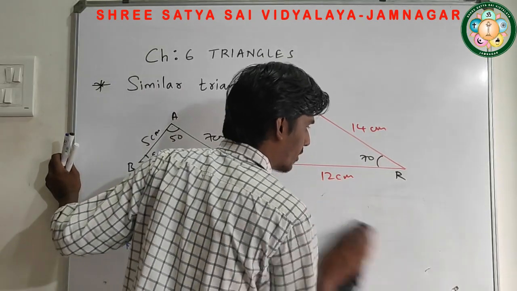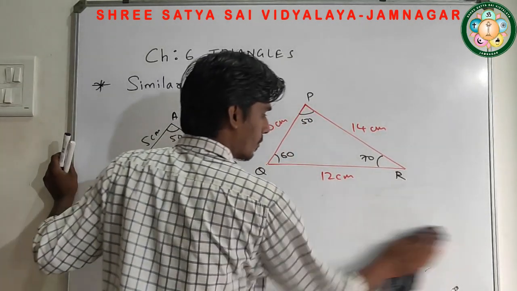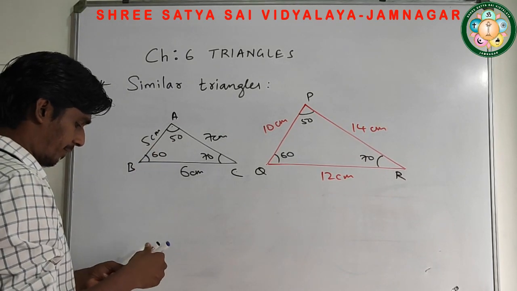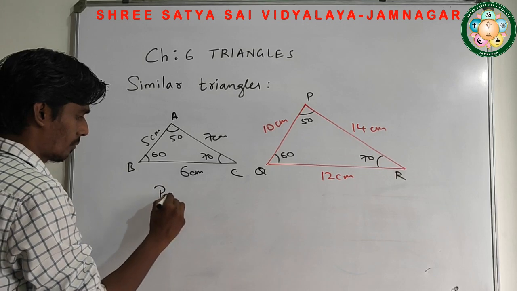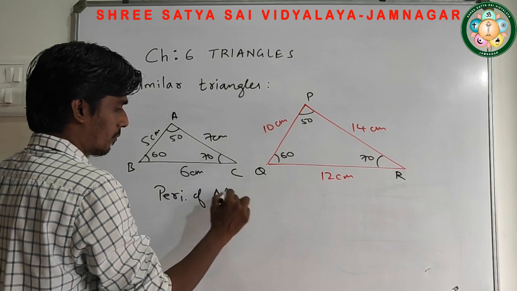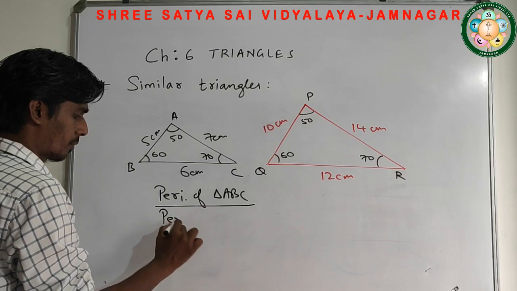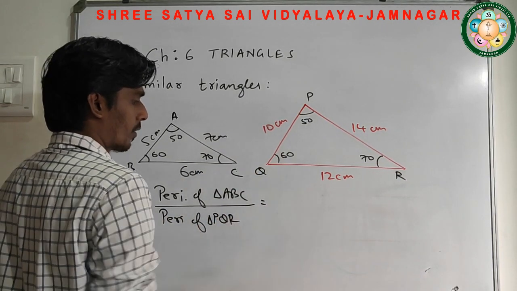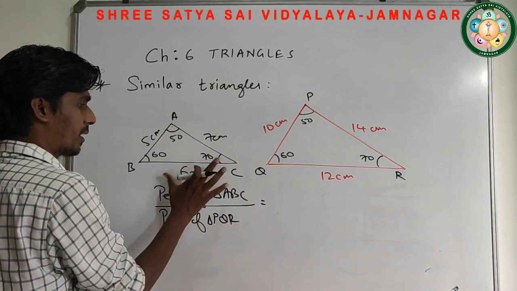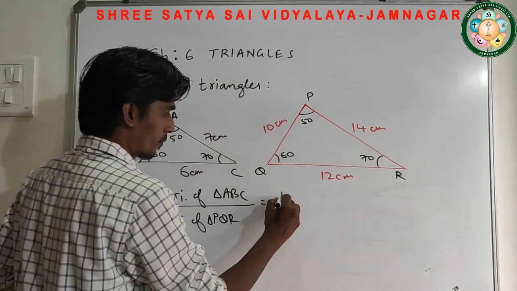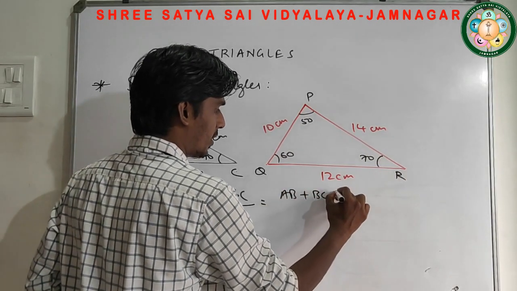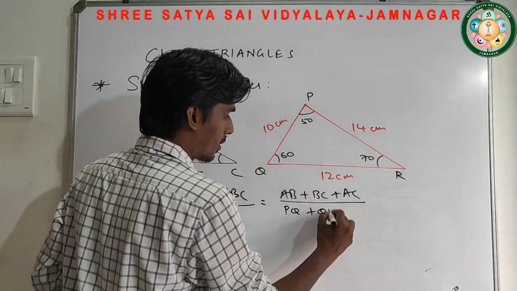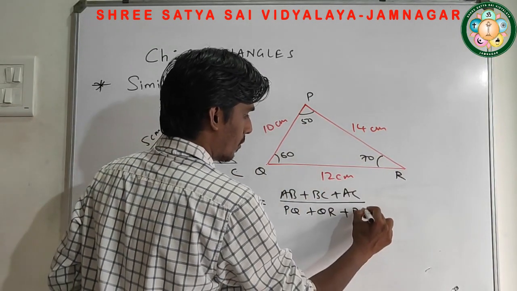From this we can conclude one more thing. What is the perimeter of triangle ABC? Here, perimeter of triangle ABC upon perimeter of triangle PQR. Perimeter of ABC means AB plus BC plus AC. So it's AB plus BC plus AC upon PQ plus QR plus PR.